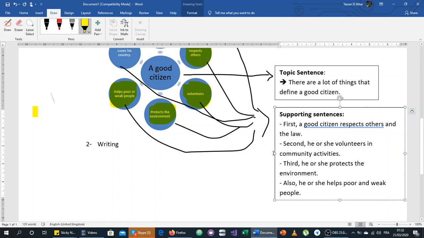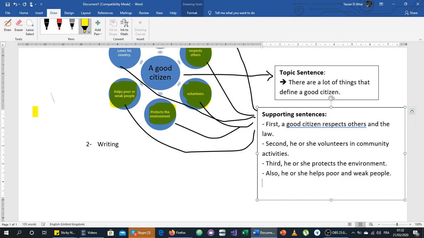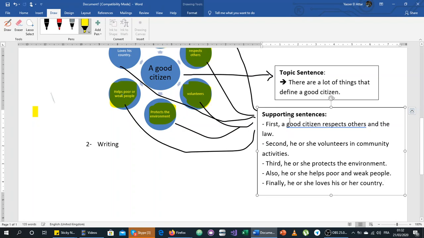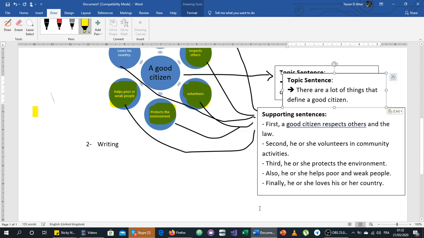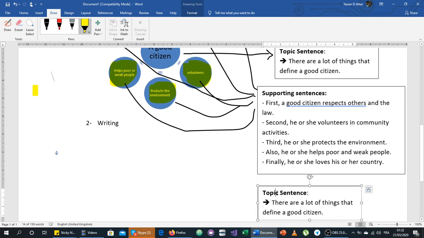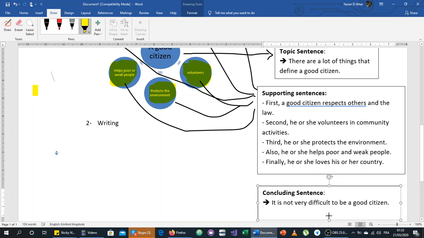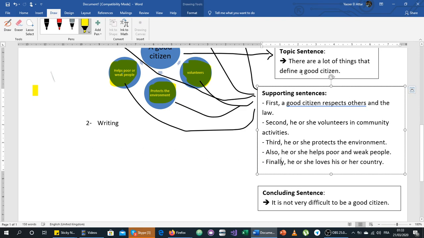Like, for example, we can even say something like, finally, he or she loves his or her country. Okay, this is it. After all of this, we have something else left, which is the concluding sentence. In a concluding sentence, you can give an opinion or say something in general. So we can say: it is not very difficult to be a good citizen. Those are some ideas that I still have in my mind from some of your friends in the classroom. So here are the details of the paragraph.